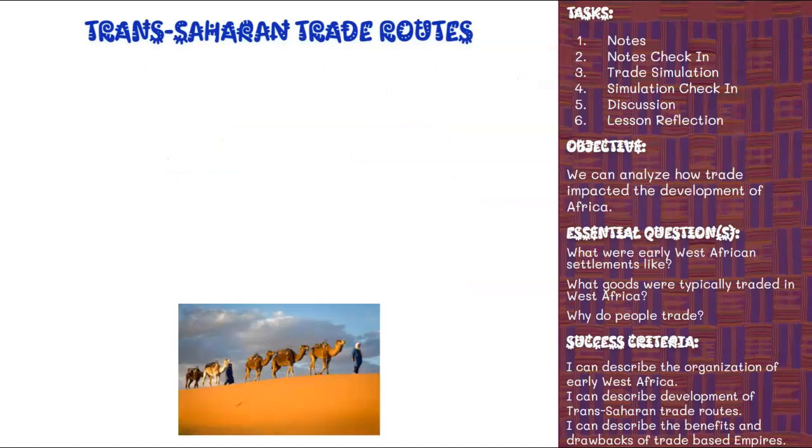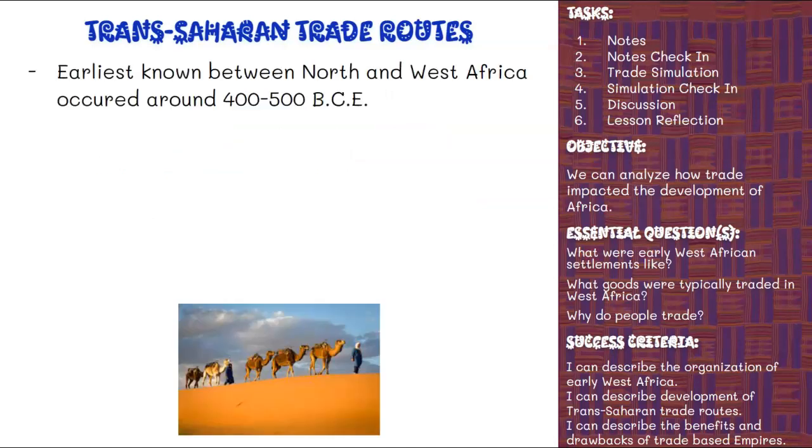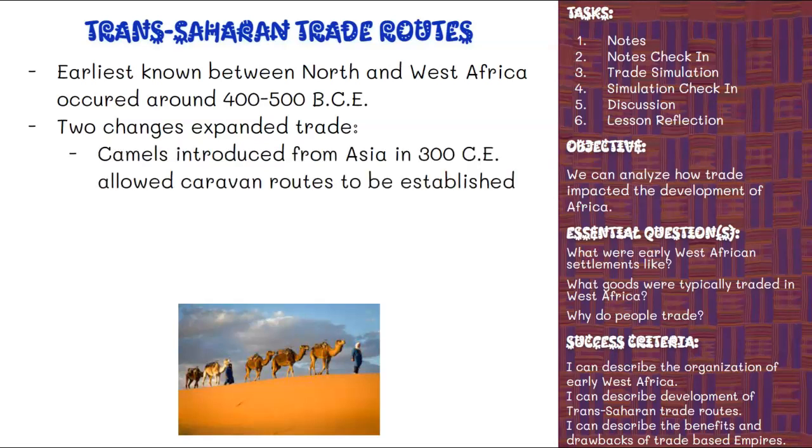The earliest known trades between North and West Africa are happening around 400 to 500 BCE. During this time, two things are going to happen to expand those trades. Between 400 and 500 BCE, the earliest trade routes are going to be few and far between, with more trade happening later because of the camel introduction in 300 CE, which allows some caravan routes to be established.